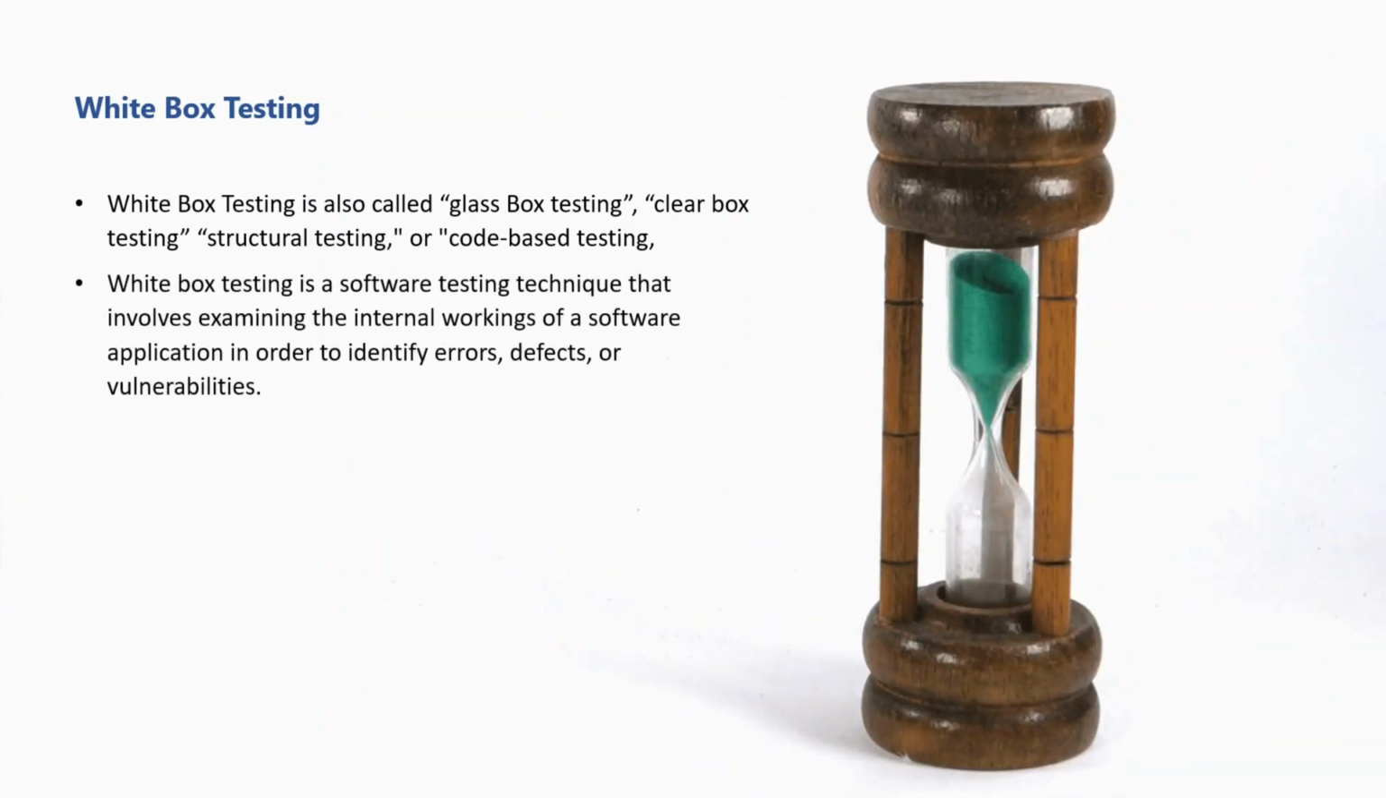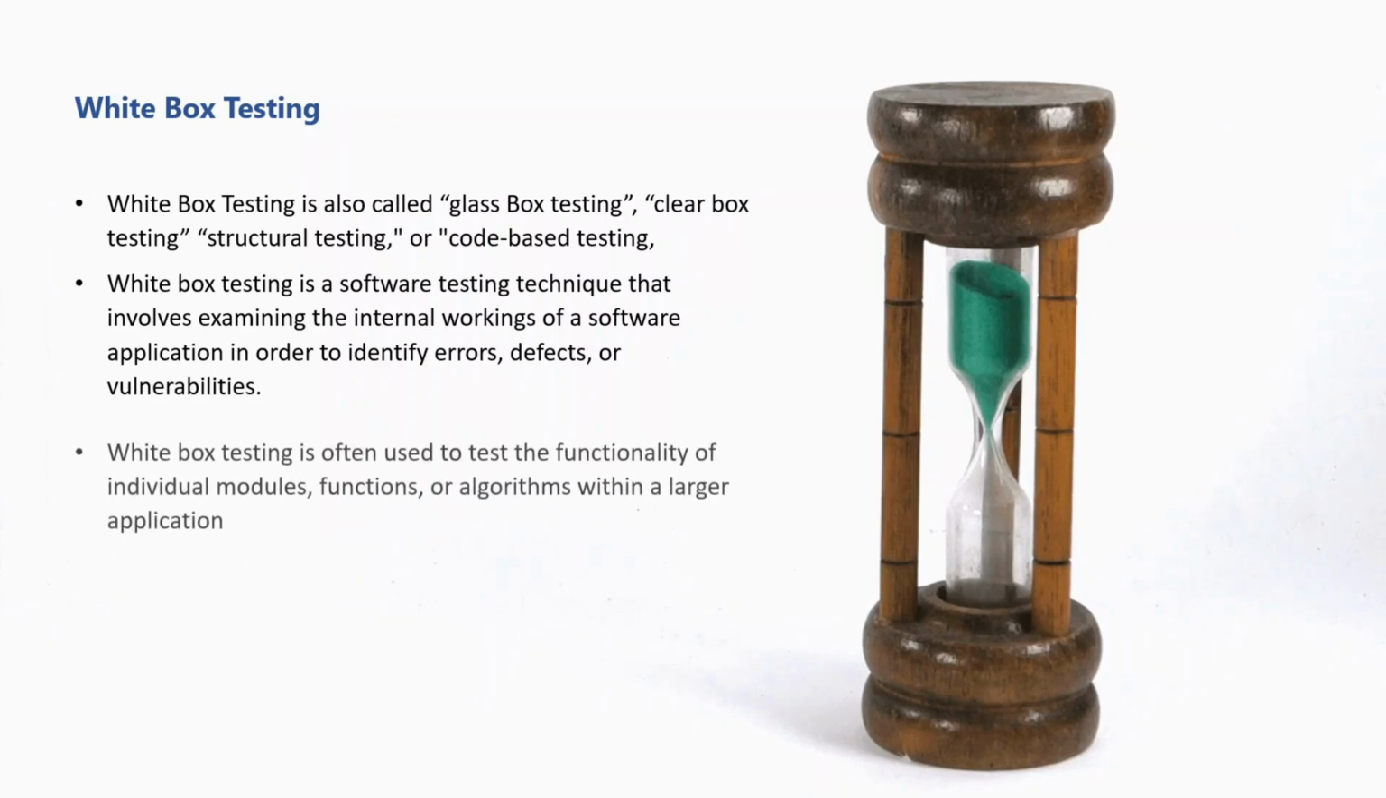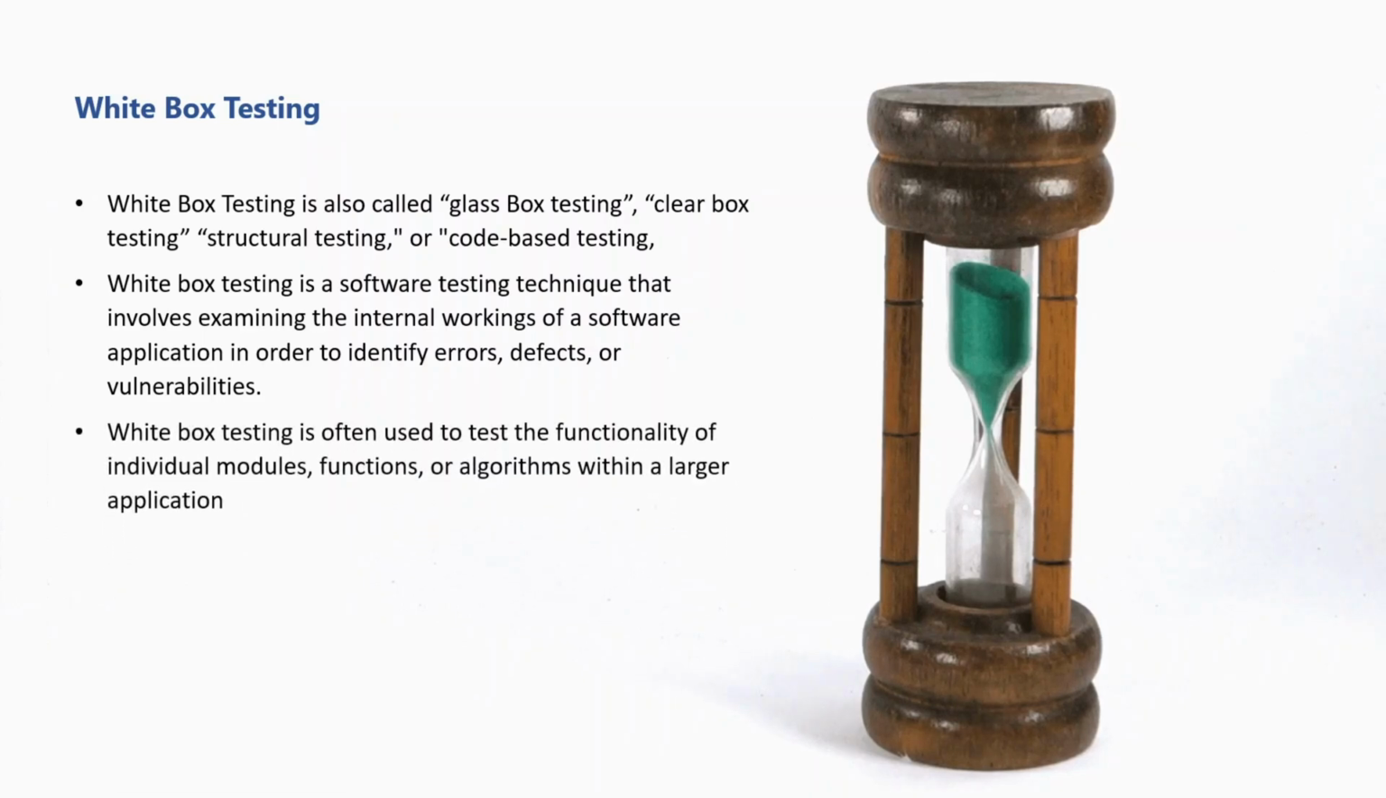A glass is transparent and the internal structure and functionality can be easily viewed in a glass. In the same analogy, whitebox testing is based on the application's internal code structure. It is a technique that involves examining the internal working of a software application in order to identify errors, defects, or vulnerabilities. This type of testing is often used to test the functionality of individual modules, functions, or algorithms within a larger application.